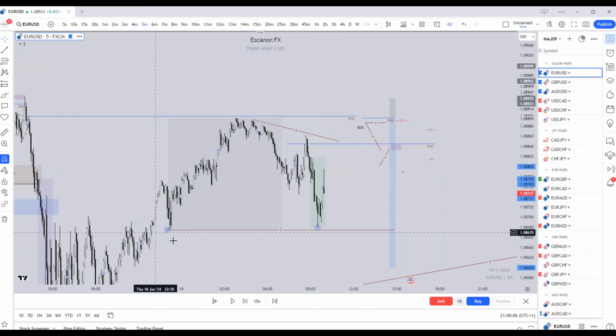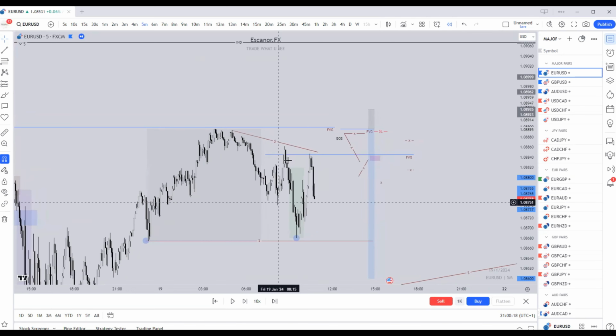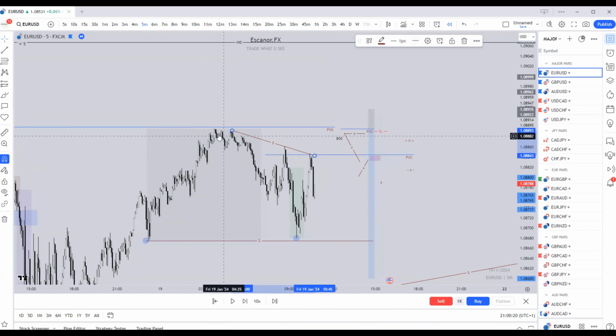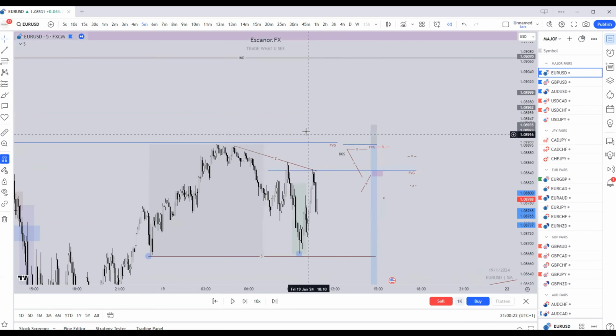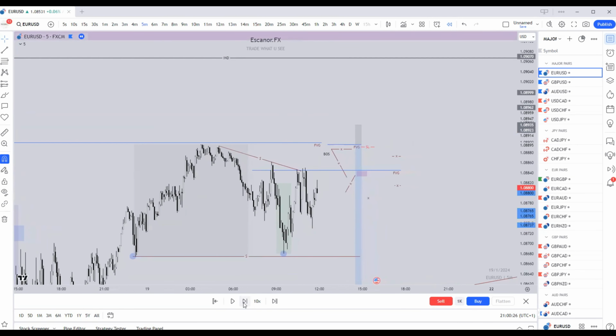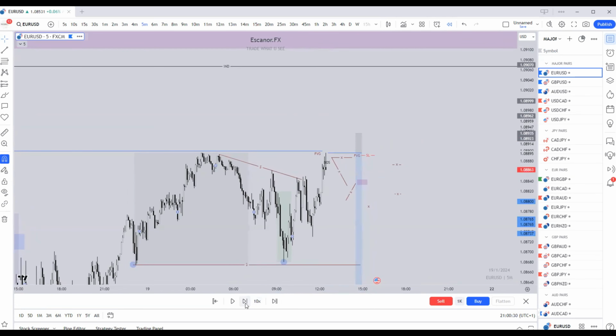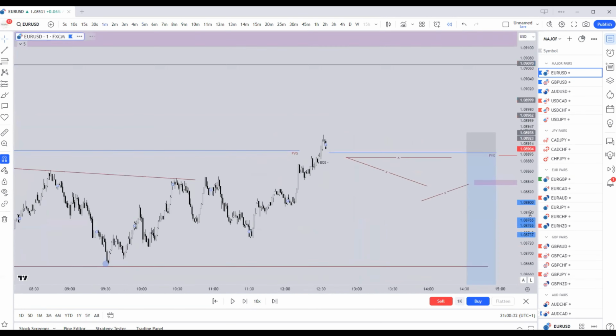So here we print more liquidity, or we print a pattern that will lead to generate liquidity here. At this point, I was looking for this trend line to be swept, the EJ session high to be swept, and then tapping into the fair value gap, and then looking for the real move. Let's drop more to the lower time frames.